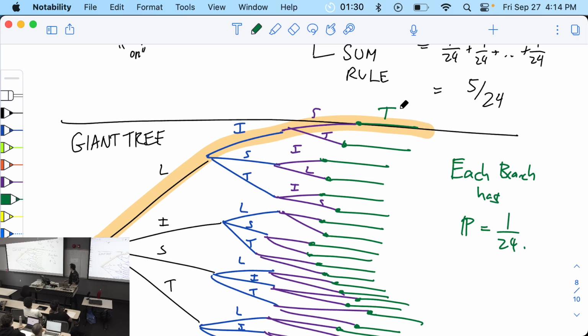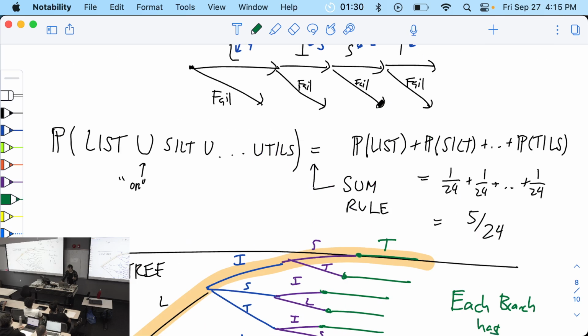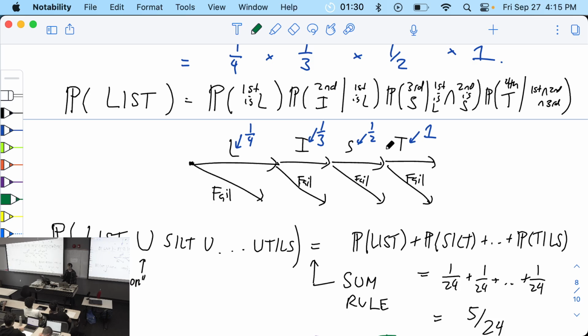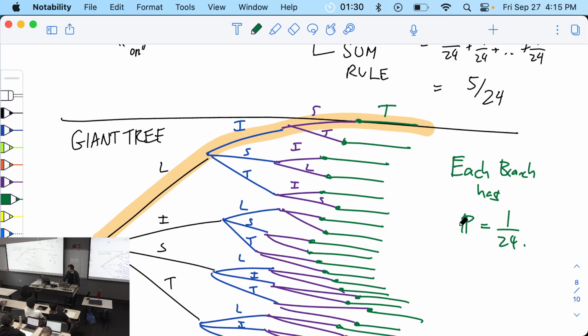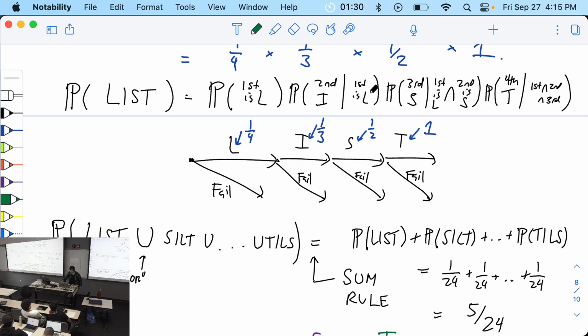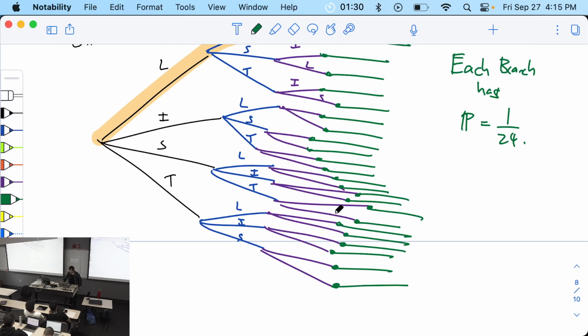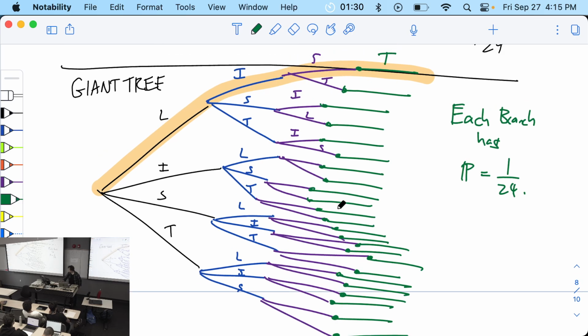So what we drew before was a really compact version of this whole tree, where we said you're either on the critical path here for the word list or you're off of it, and whatever you do wrong, as soon as you leave this thing, you fail. That's all we have to keep track of. So this is a compact version of this thing, and you see that the branch has probability 1 over 24.